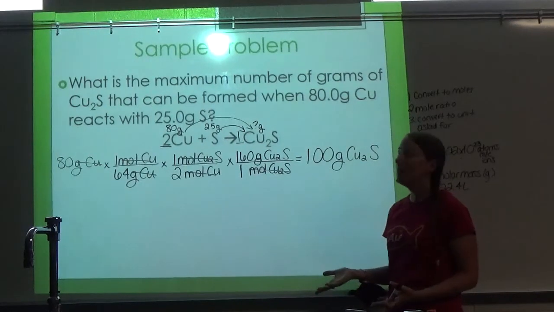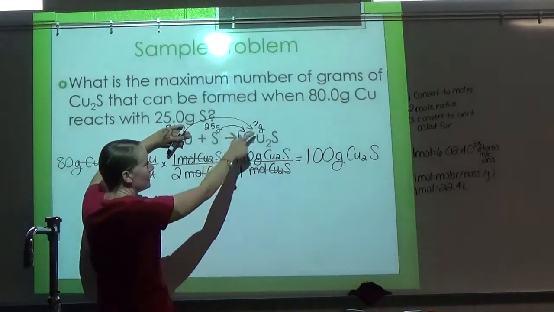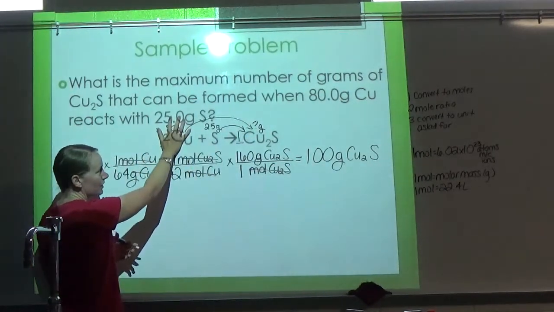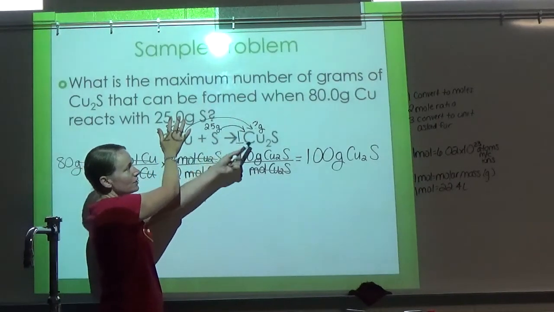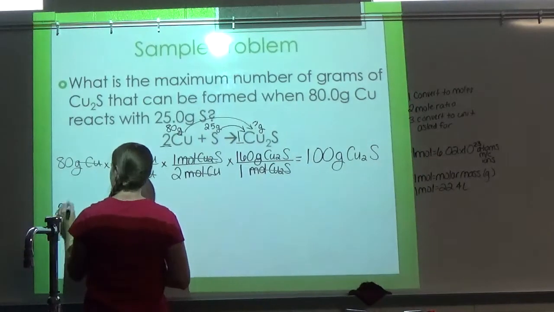So now I need to go back and worry about, well, how much would I have made if I used sulfur instead? Okay, so now we're going to pretend like copper's gone, and we're just going to go from 25 grams of sulfur to grams of our product. So I start with what I know, and that's 25 grams of sulfur.